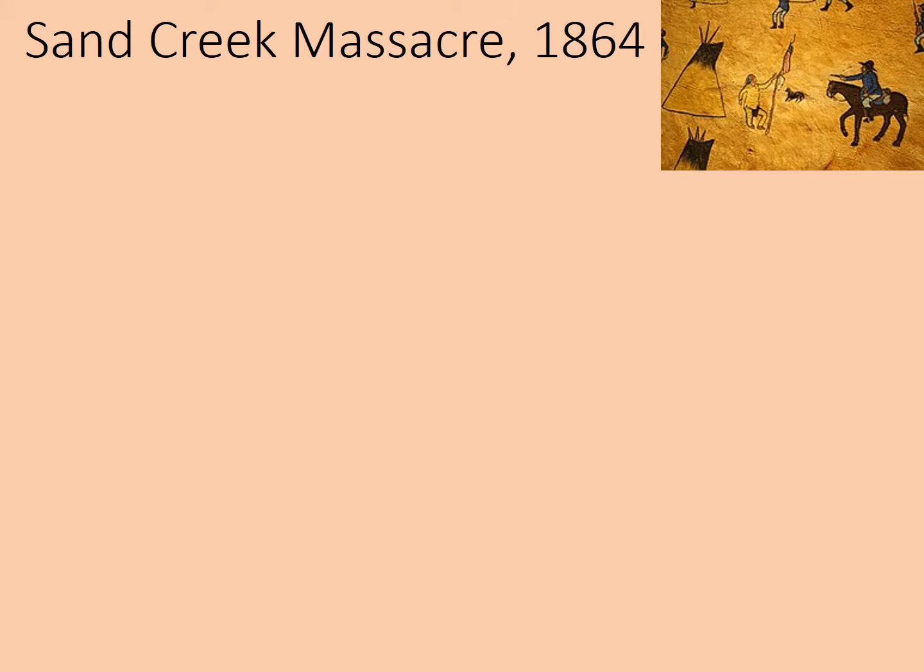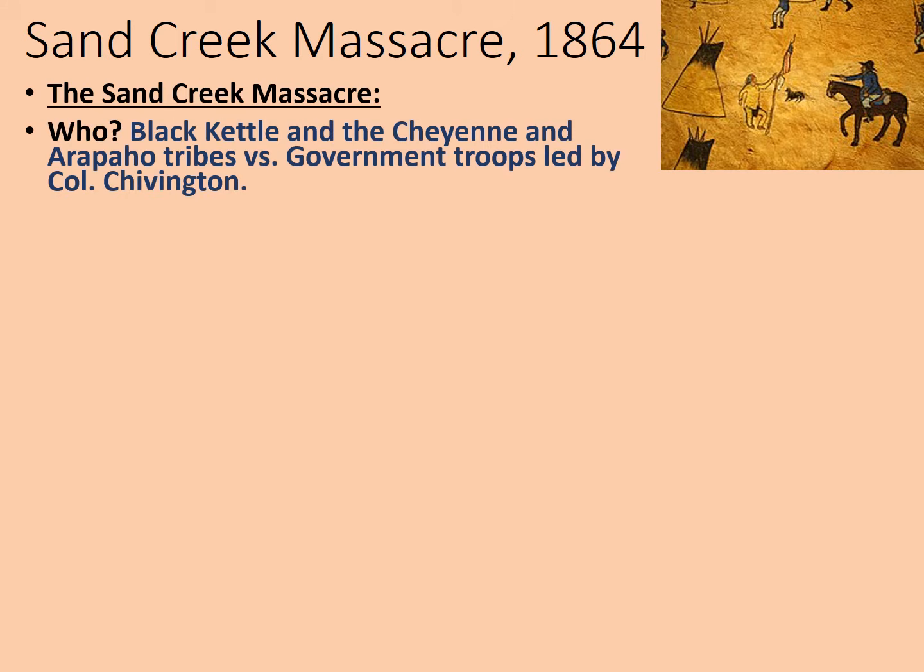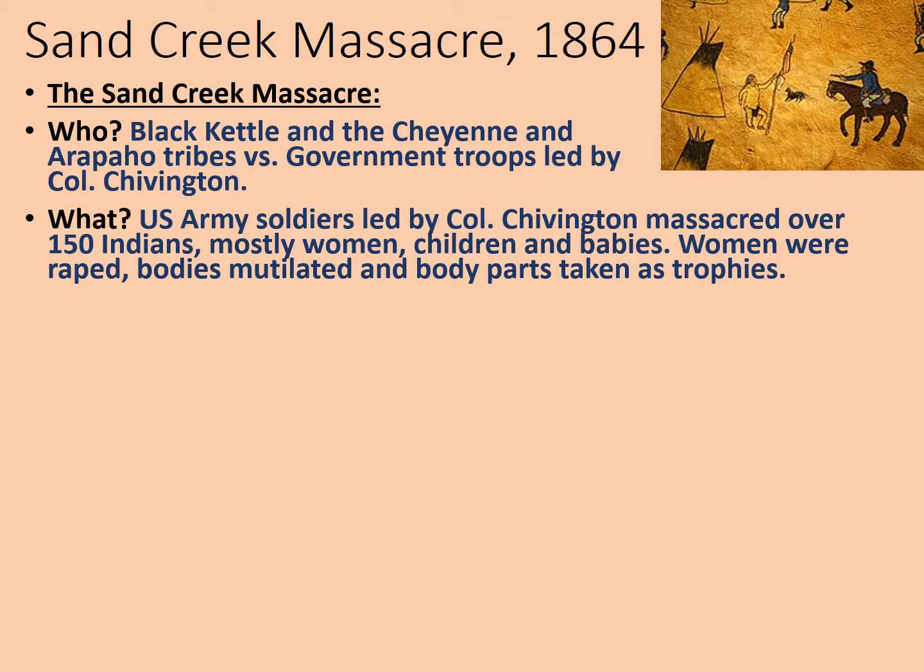Okay, assuming you've got the info down, let's check the basic facts, and if you're revising, this is what you should know. So the Sand Creek Massacre. Who was involved? Black Kettle, who was a leader of the Cheyenne and Arapaho tribes, versus government troops led by Colonel Chivington. What was it? Well, US Army soldiers led by Colonel Chivington massacred over 150 Indians, mostly women, children and babies.